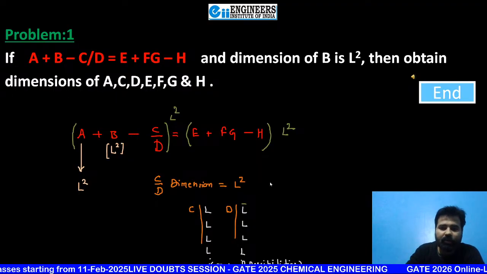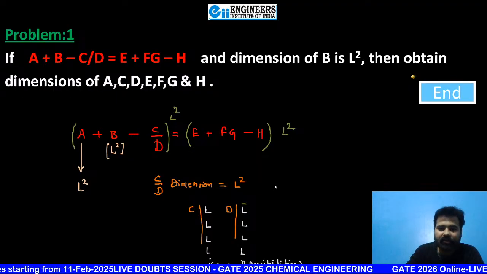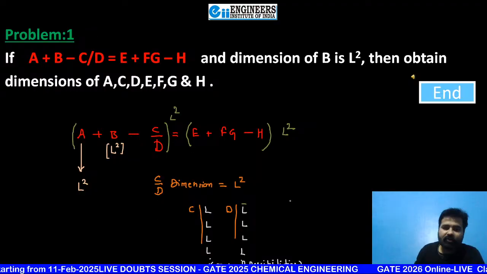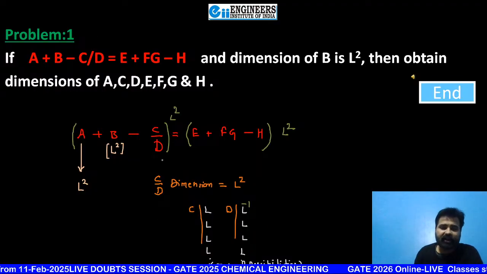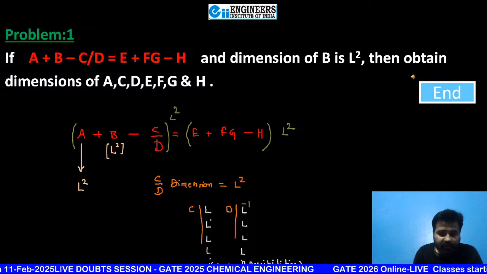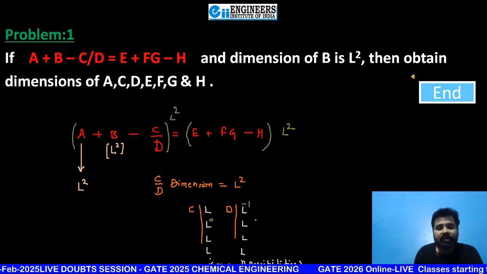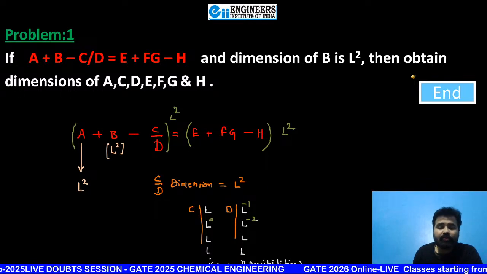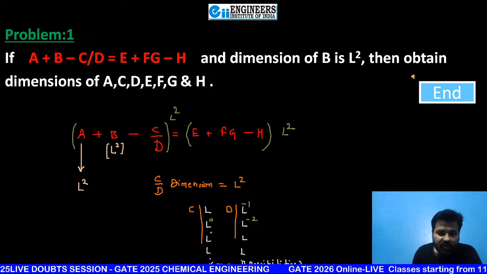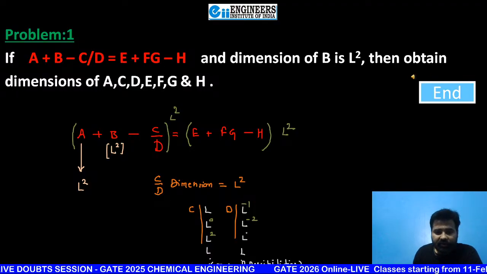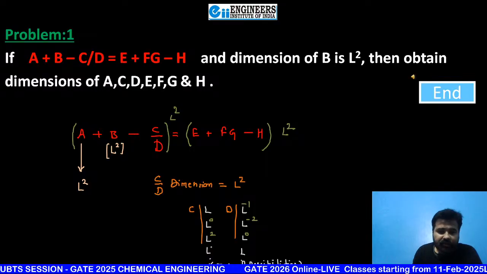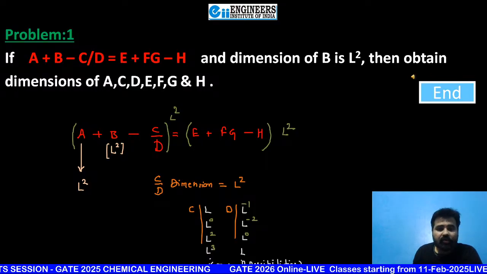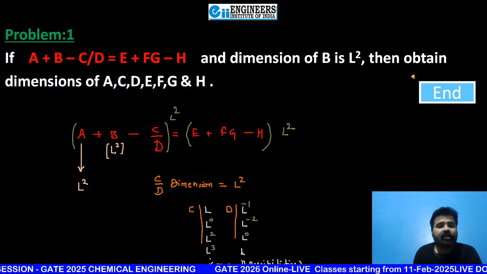D should be L to the power minus 1. L to the power minus 1. Okay. Now L by L to the power minus 1, that means L square. If this is L to the power 0, then this should be L to the power minus 2. If this is L square, then this is L to the power 0. If this is something like L cube, then this is simple L.